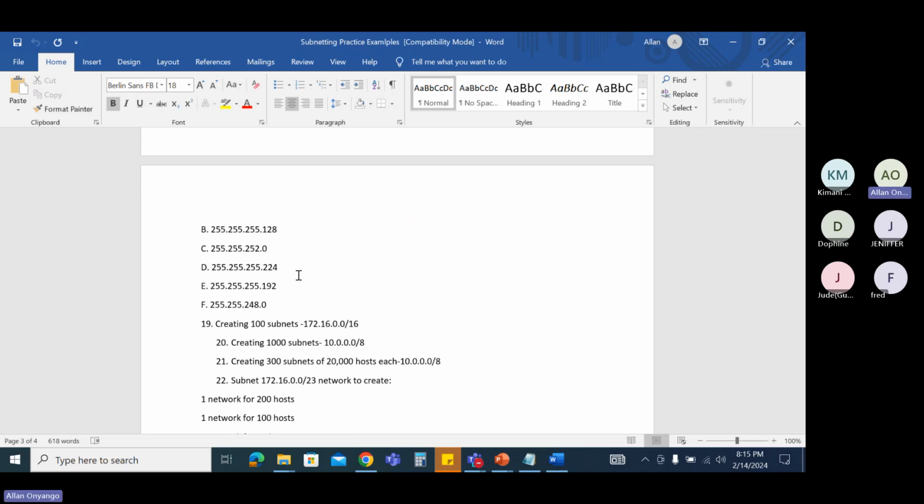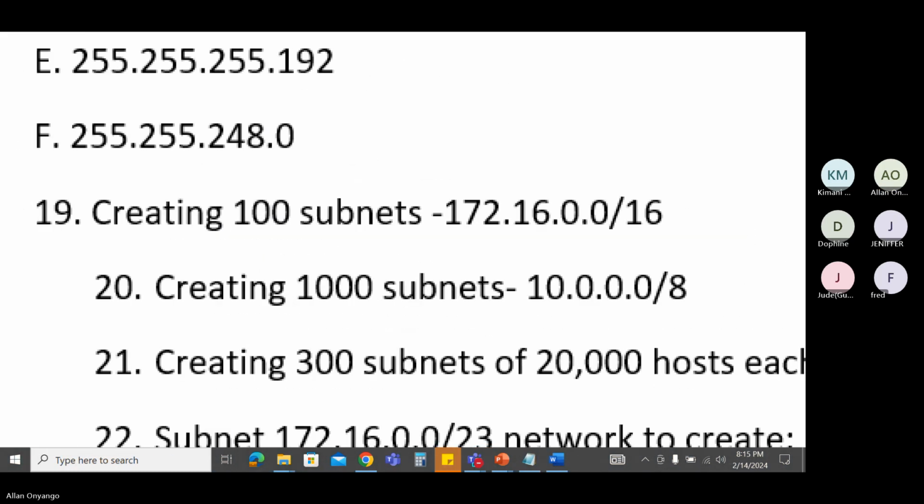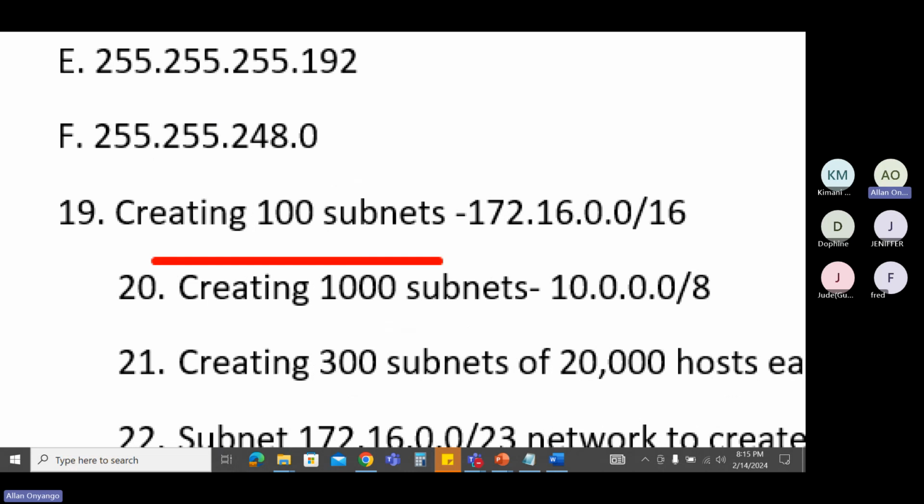I think I'll just make it simpler. Create 100 networks. I can zoom it in. Create 100 networks using 172.16.0.0/16. That's the first assignment.